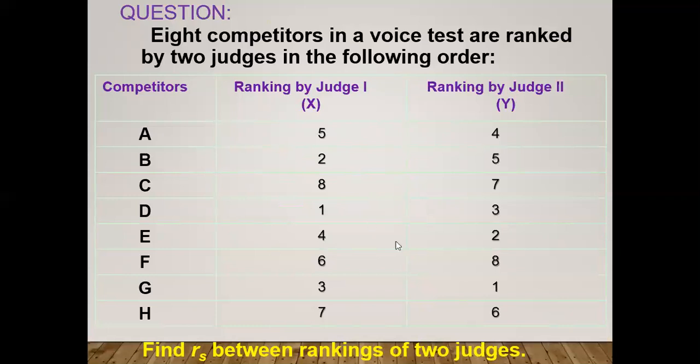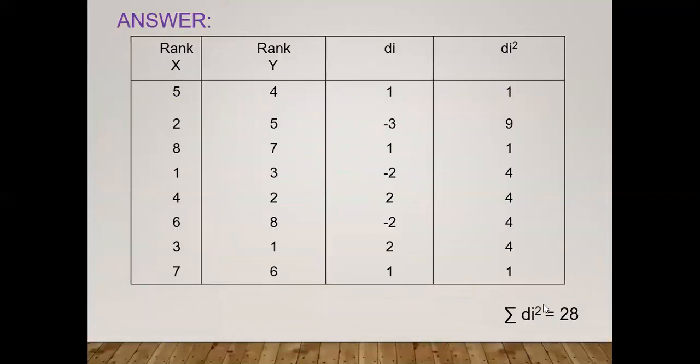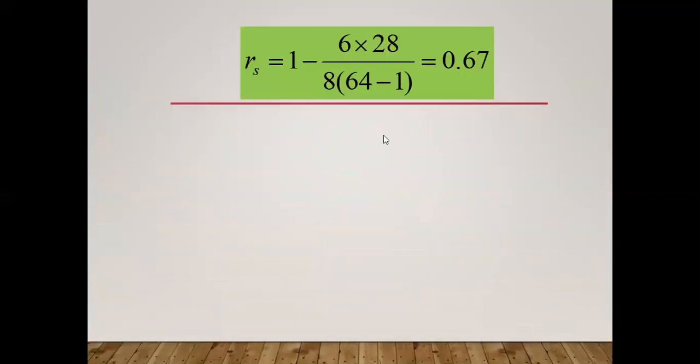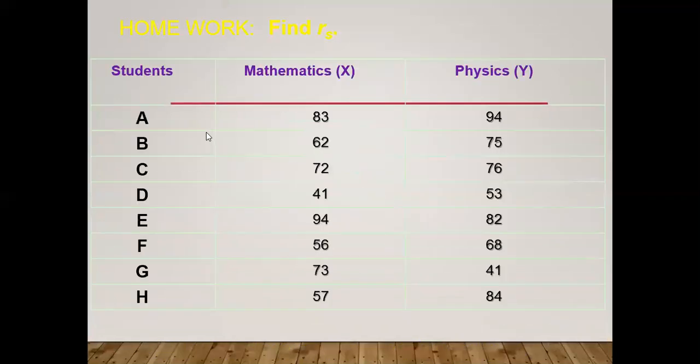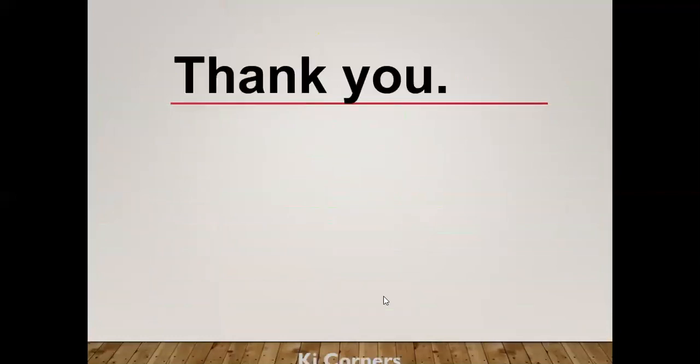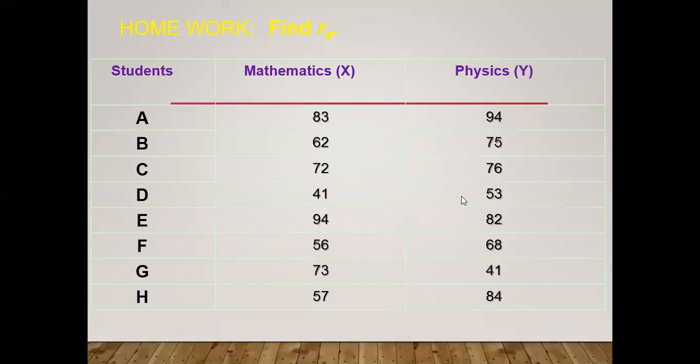So rank them, and then make 4 columns. Then find di square, and plug it into this formula. Here n is 8. You see here 1, 2, 3, 4, 5, 6, 7, 8. So check it out and comment, and I hope you will complete this homework at home. Please respond to me soon, in 2 or 3 days. I want to see your answer, and I want to know whether you are following me or not.